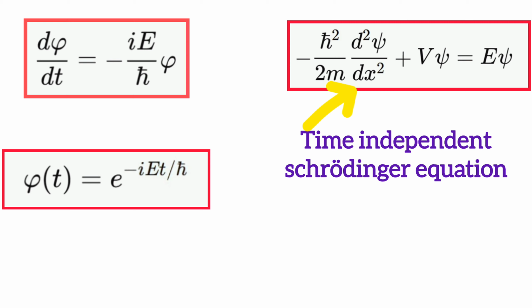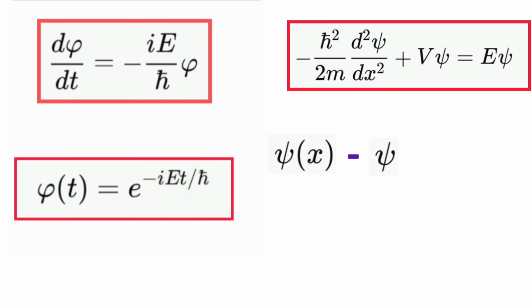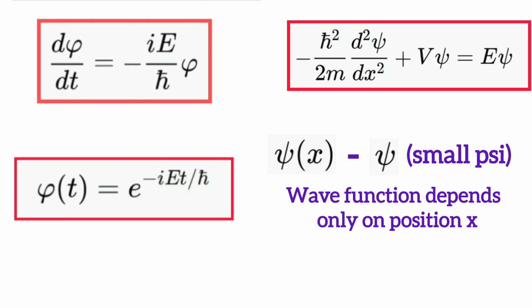The second equation, which is known as the time-independent Schrödinger equation, is minus ħ² upon 2m d²ψ/dx² plus V into ψ equals E into ψ(x). This symbol is known as small psi, which represents the wave function that depends only on position x and does not include time dependence, where E is the energy of the system.